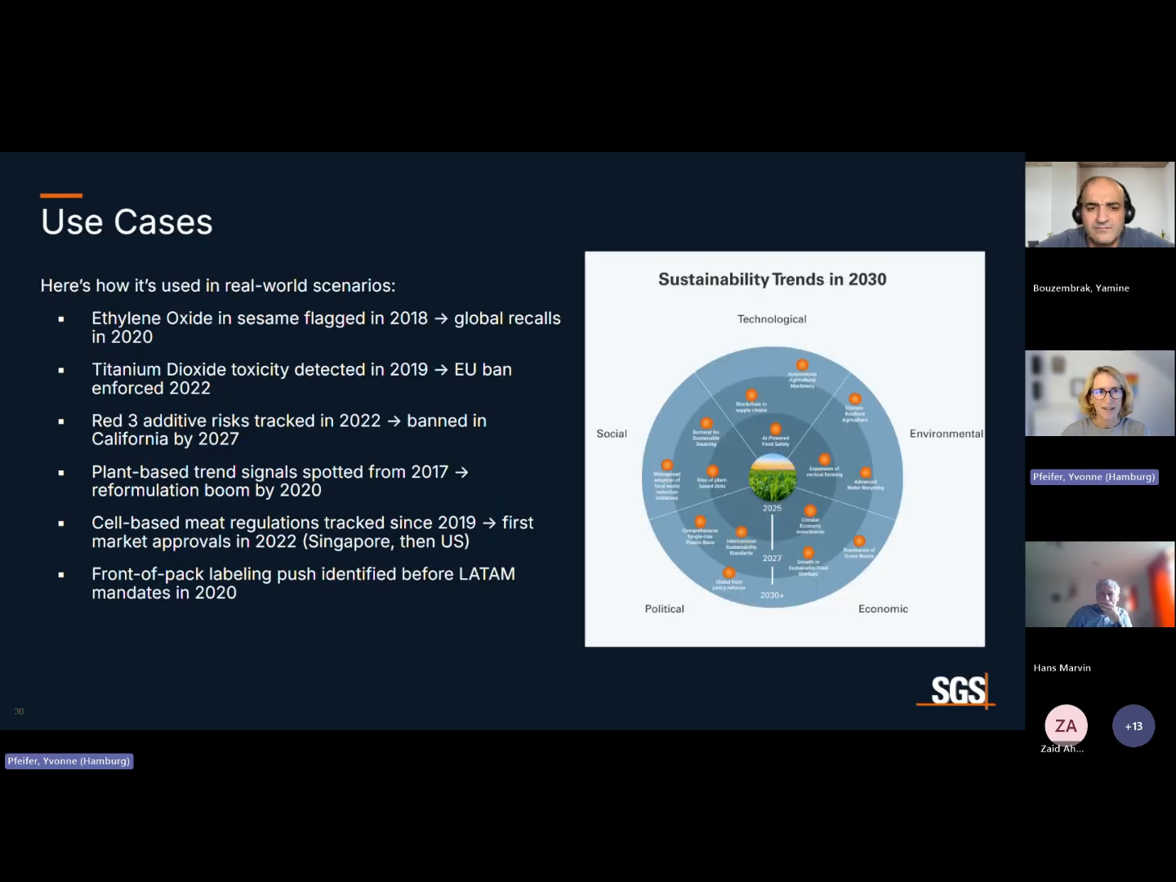A few use cases that we see for the horizon scanning, I mentioned briefly, are the ethylene oxide topic, but we also have titanium dioxide toxicity, detected in 2019, and the EU banned this in 2022. And here also some other topics. If you are interested in one of these, just let me know, and we can talk about this.